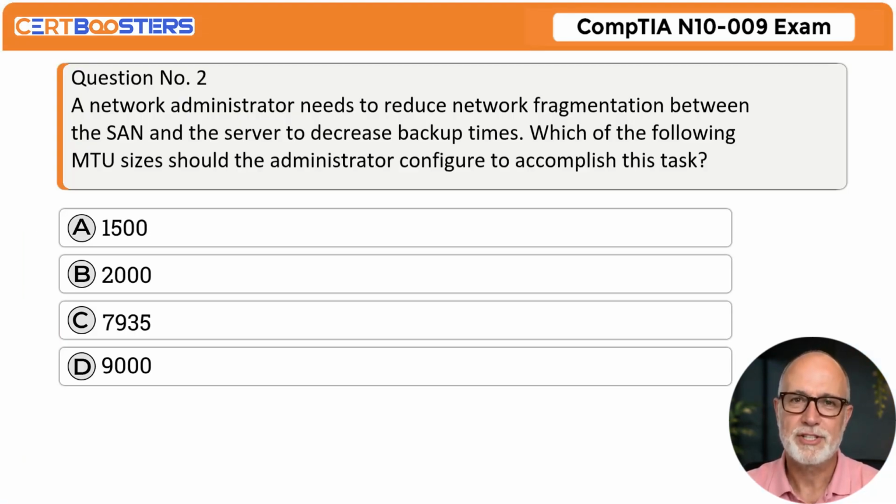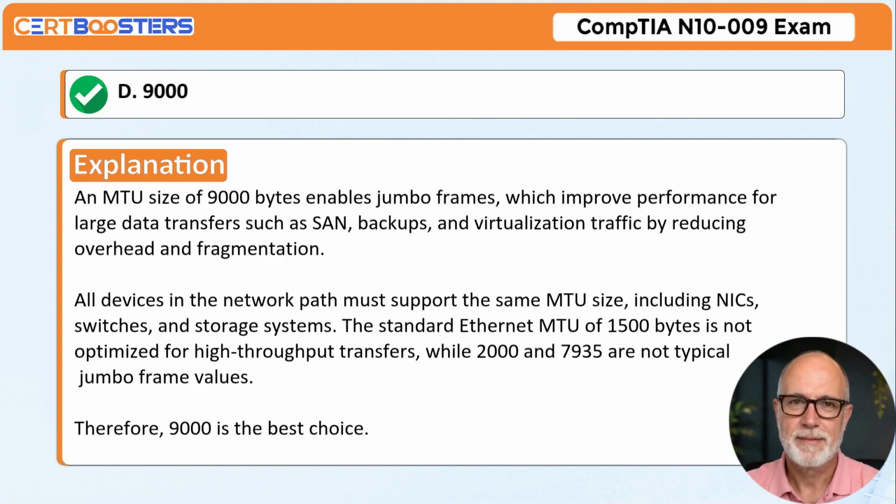Question number 2. A network administrator needs to reduce network fragmentation between the SAN and the server to decrease backup times. Which of the following MTU sizes should the administrator configure to accomplish this task? A. 1500. B. 2000. C. 7935. D. 9000. Correct answer, D.